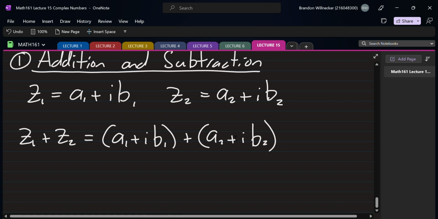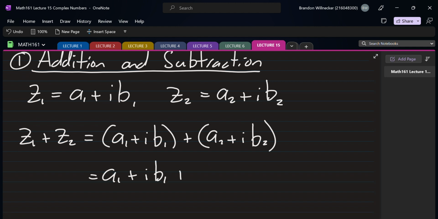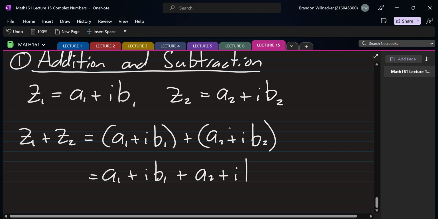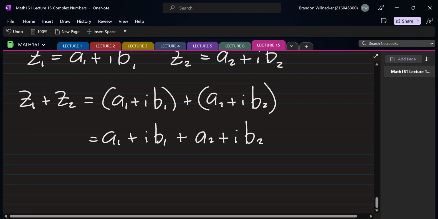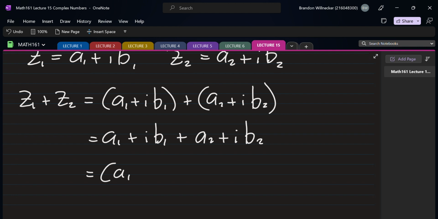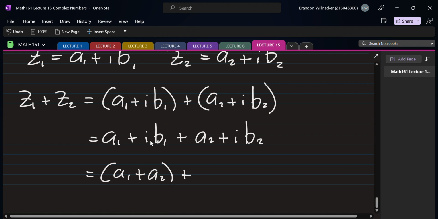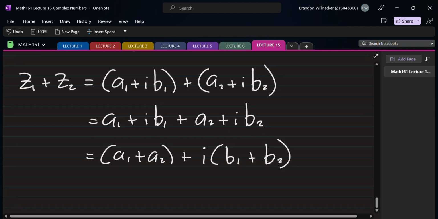Now, there's only one way that we can really add these two together, and that is, first we can drop the brackets, so A1 + iB1 + A2 + iB2. Now, notice that the A1 and the A2, we can write that together, A1 + A2, and the iB1 and the iB2, they both share a common factor of i. So we can factor that out, just like any number. We can factor it out, and we're left with B1 + B2.